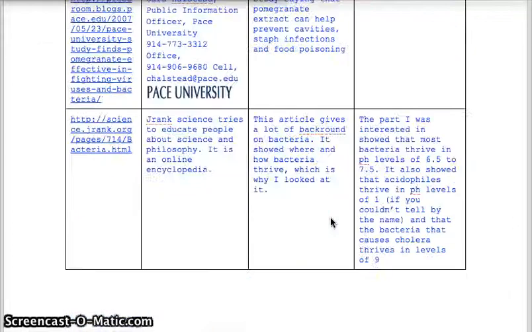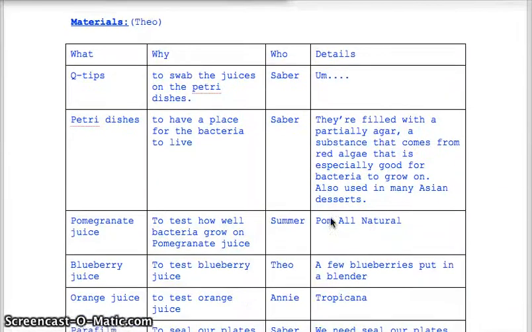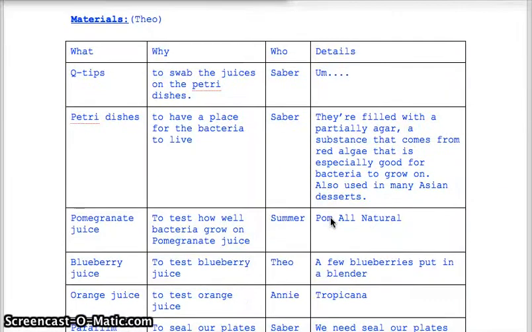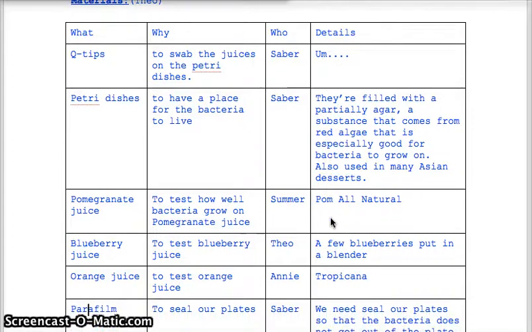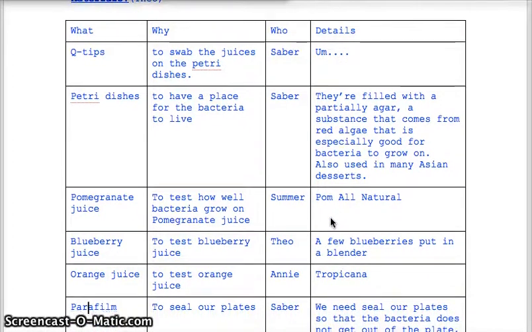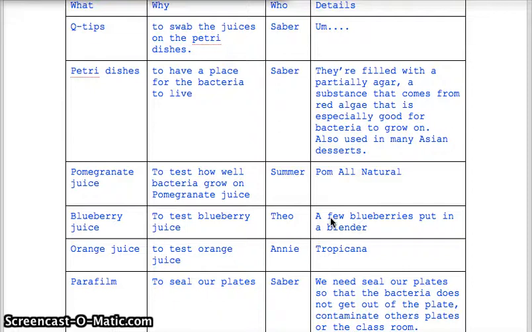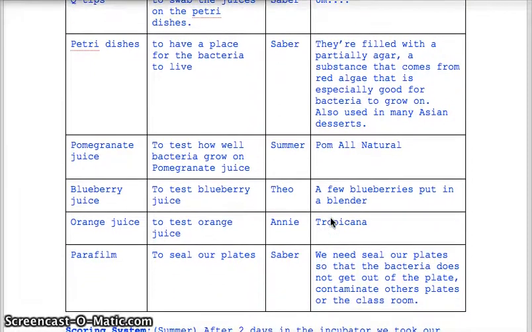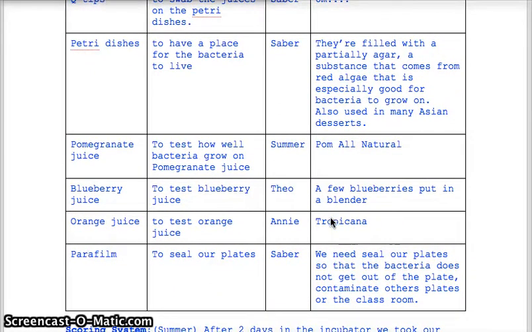This is our bibliography, and this is the materials. For materials, we need the Q-tips to swab the plates and get the samples of bacteria and juices. We need the Petri dishes to have a place for the bacteria to grow. Pomegranate, blueberry juice, and orange juice for the samples, and parafilm to seal the plates and make sure no bacteria gets in or out.